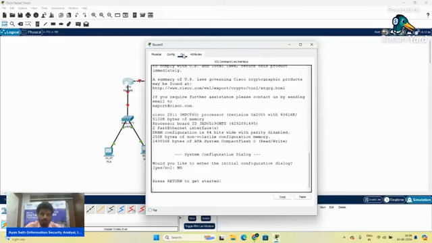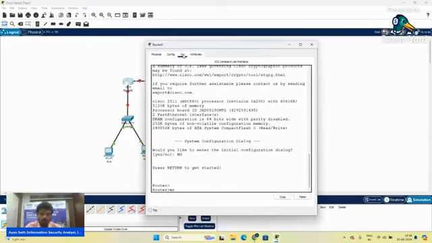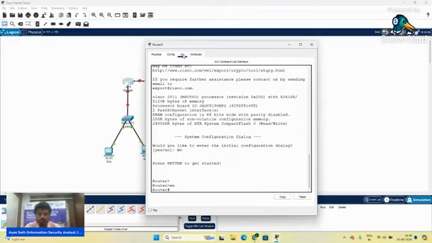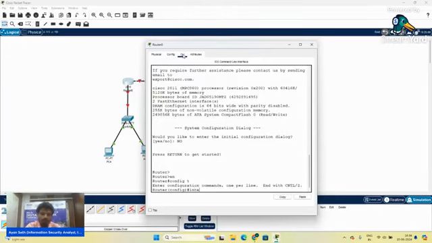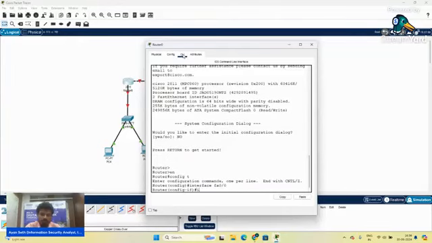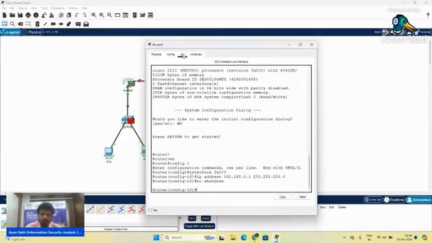First, enable to go from user exec mode to privilege exec mode. After that, config t to enter into the global configuration mode. After that, interface FA0/0 to enter the interface configuration mode. Then assign the IP address. Let's say the IP address is 192.168.0.1 for this interface, 255.255.255.0, no shutdown to manually turn on the interface.